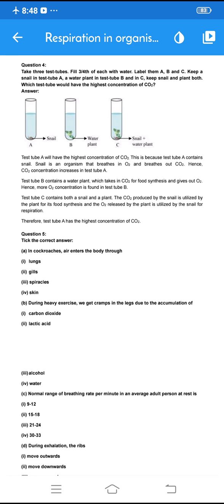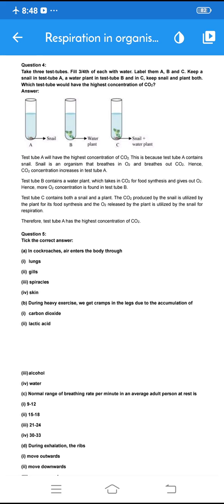Dear students, I hope the question is not very clear from reading it, so let me explain once again. In test tubes A, B and C, you have taken an equal amount of water, 3/4 of each test tube. In test tube A you have put the snail. In test tube B you have kept only the water plant. In test tube C you have kept the snail plus the water plant. In which test tube would you get the highest concentration of carbon dioxide gas? That is the question.